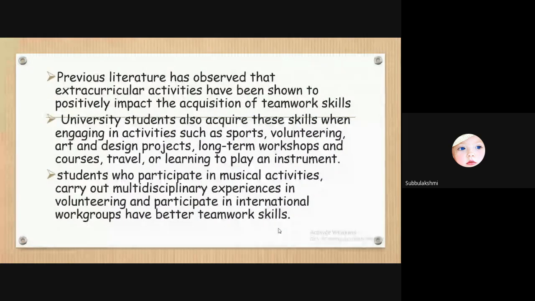It has been observed that extracurricular activities have a proven positive impact. The acquisition of teamwork skill could be through extracurricular activities, and this has been proven over the years. University students acquire this when they engage in sports, volunteering, art and design, long-term workshops, and organizing workshops, seminars and conferences. These are teamwork. We faculty give them hands-on training. We don't teach any theory. We go directly to giving them training.